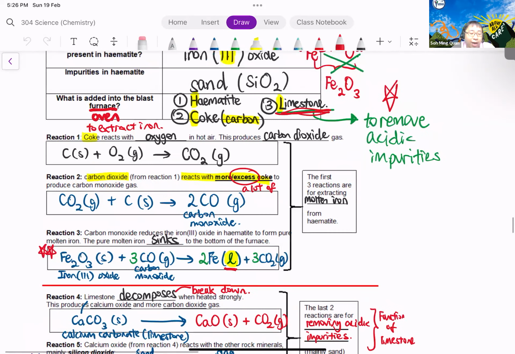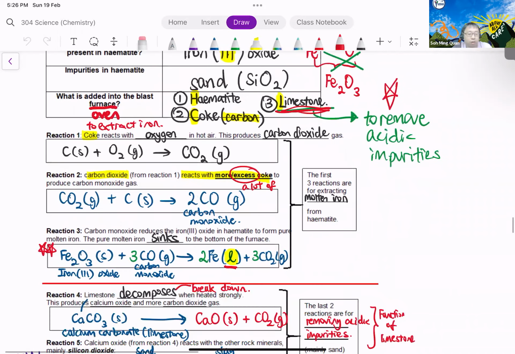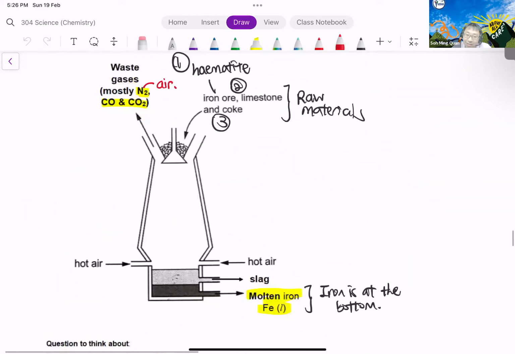Okay, now what else should you memorize? You should also memorize what you add into the blast furnace, right? HCl, hematite, coke, limestone. You need to know the function. The function of limestone is to remove impurities. Okay? Maybe for you, learning the diagram is easier. All right.